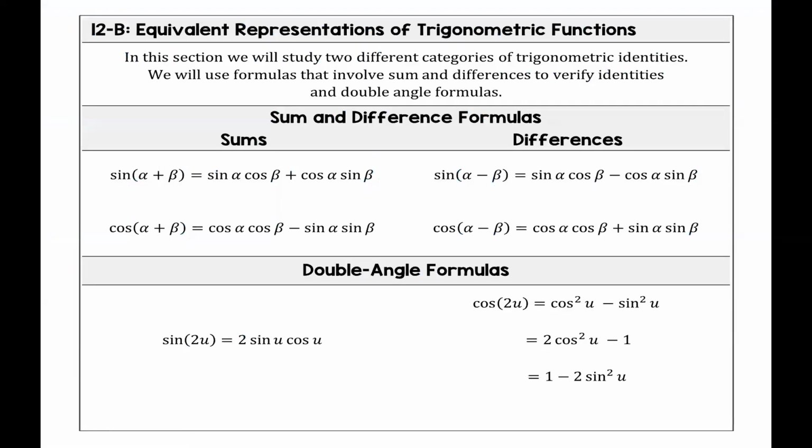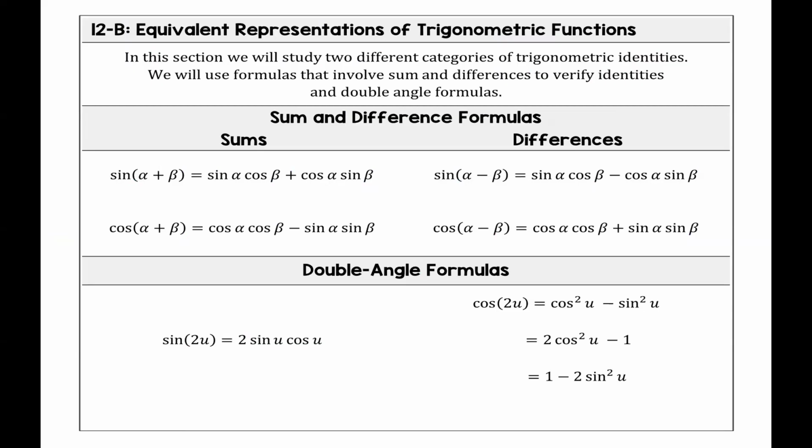Okay, so in this section, we're going to study two different categories of trig identities. We will use formulas involving sum and difference to verify identities, and double angle formulas. So here are our new identities. They're basically formulas because you're plugging in. You're going to be plugging them in. So yes, they're identities, but they're formulas because you're going to be given values and plugging them in. Does that make sense? Okay.